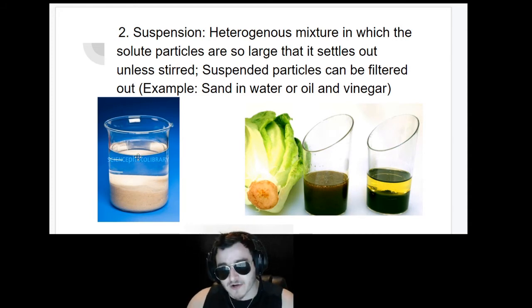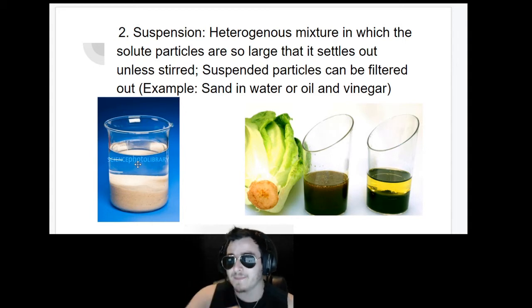Surely, this is a beaker filled with sand and water. If you were to stir it all up, yeah, the sand could be spinning round and round. It looks like there's some on the top and in the middle and on the bottom. But if you let it sit there, the sand is obviously more dense than the water and therefore settles to the bottom, forming two distinct layers.